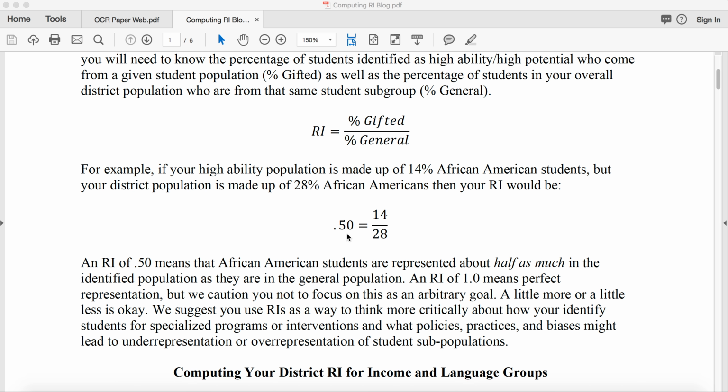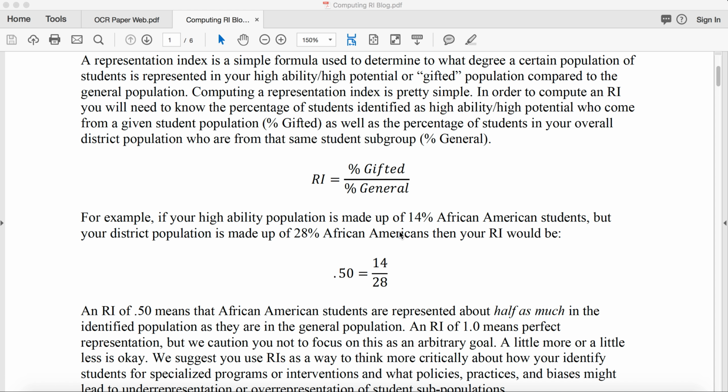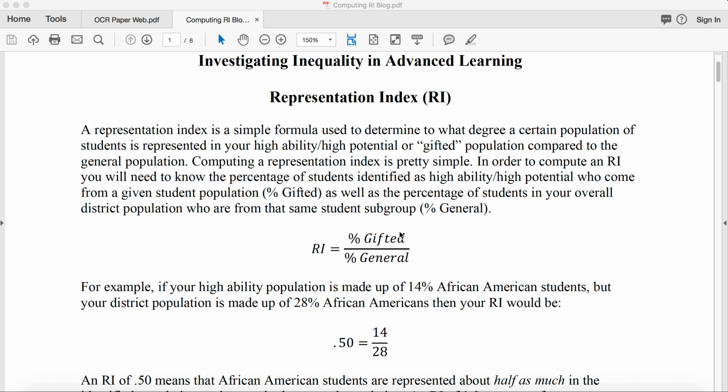So I just want to put a plug in here for saying 1.0 for every group shouldn't be seen as the only metric of goodness. It's a little more complicated than that. The reason you might look at these data is as a point to start having a conversation about why this is happening. So that's our RI. 1.0 is perfect, less than 1.0 means underrepresented, more than 1.0 means overrepresented.